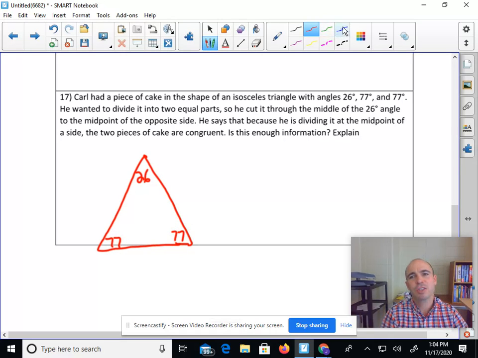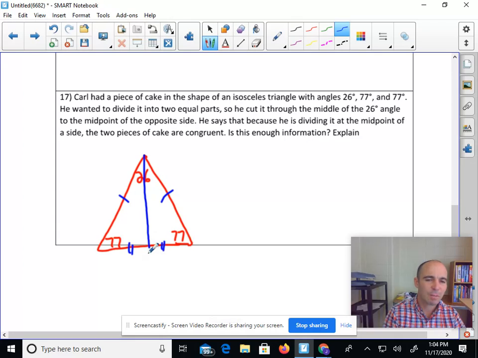Now, what does Carl do? First of all, we need to recognize this is isosceles, and it is because the base angles are congruent, so either way you slice it. So he cuts it right down the middle. He cuts it to the midpoint of the opposite side. Now, he's saying that these 2 triangles are congruent. Specifically, this triangle here, I'll draw in green, and this triangle here, I'll draw in purple. Maybe I'm drawing too much, but hey.